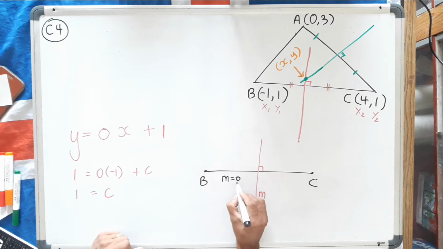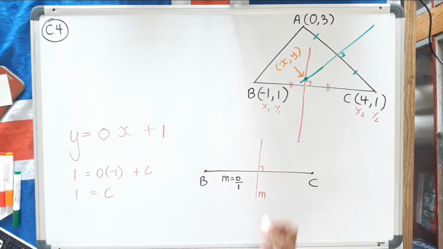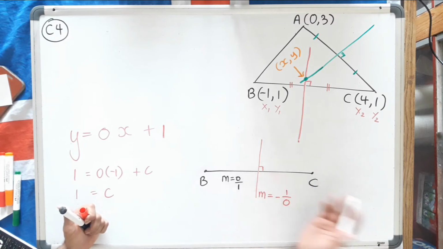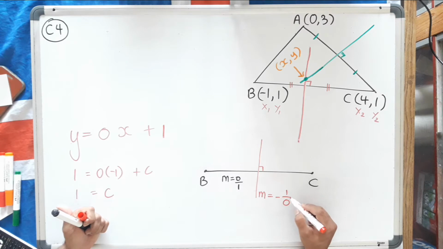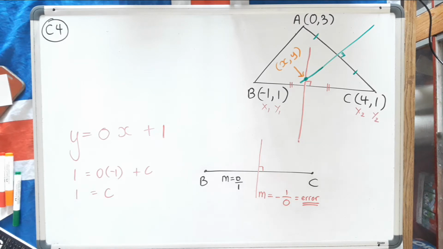We all know 0 is the same thing as 0 divided by 1. So let's flip this and see what happens. We're going to get 1 divided by 0, and the positive becomes a negative. Well, 0 already doesn't have an opposite, but let's put a negative. 1 divided by 0 will give you an error on your calculator. So we have a little problem here.